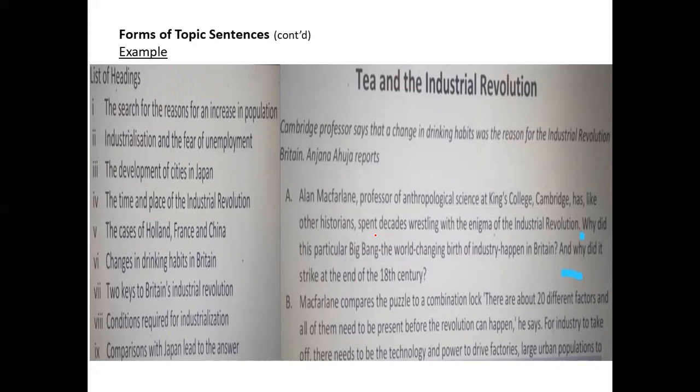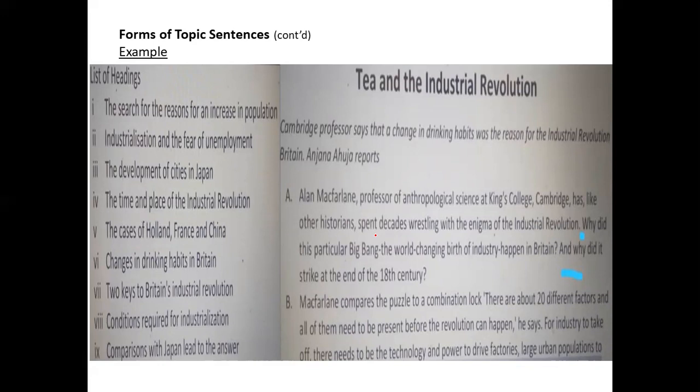Alan McFarlane, professor of anthropological science at King's College, Cambridge, has, like other historians, spent decades wrestling with the enigma of the Industrial Revolution. Why did this particular Big Bang, the world-changing birth of industry, happen in Britain? And why did it strike at the end of the 18th century?